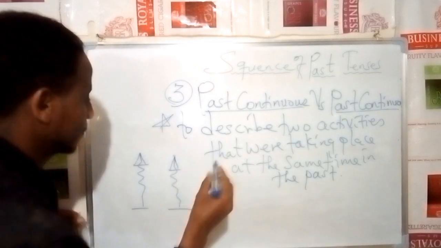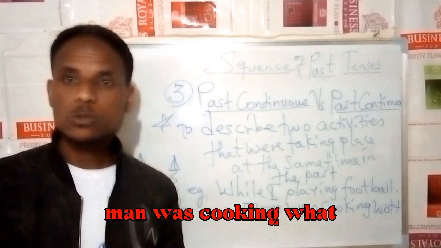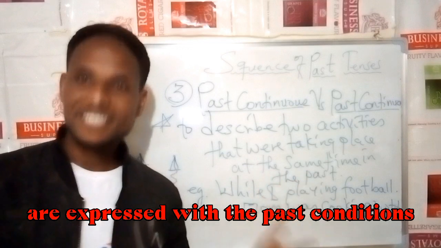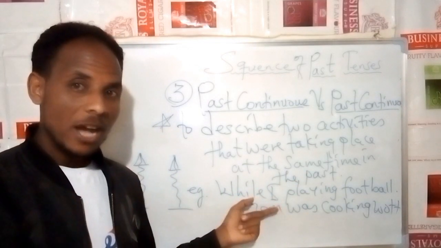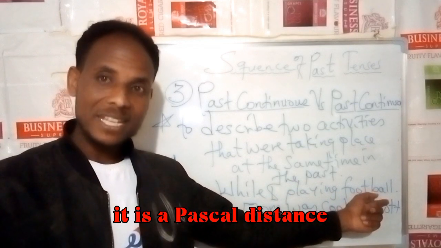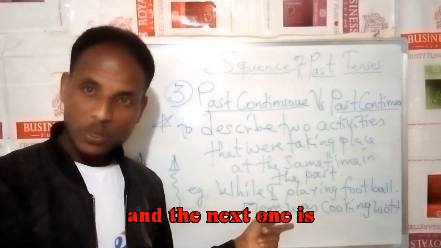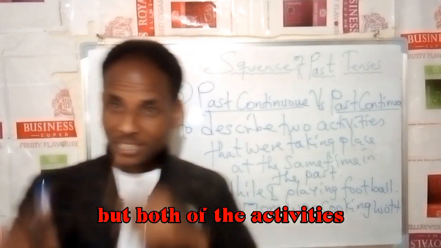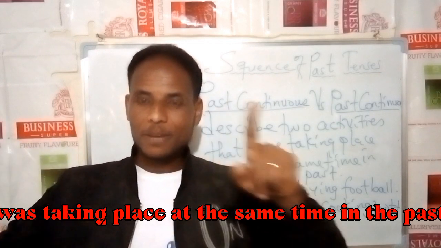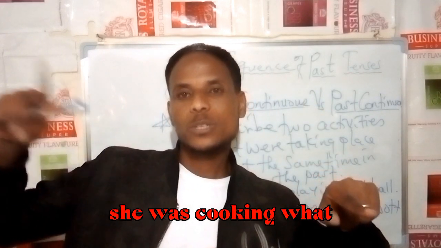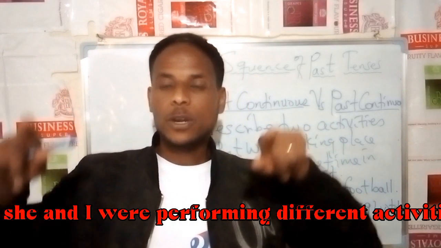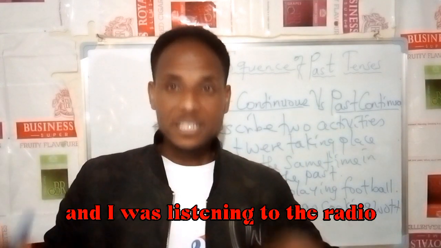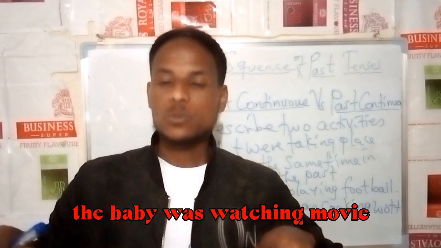Okay. While I was playing football, Mom was cooking. In these activities, both of the activities are expressed with the past continuous tense. The first action, I was playing football, is a past continuous tense. And the next one, Mom was cooking, is also the past continuous tense. Both of the activities were taking place at the same time in the past. While I was playing football, she was cooking. So she and I were performing different activities at the same time. While I was listening to the radio, the baby was watching a movie.